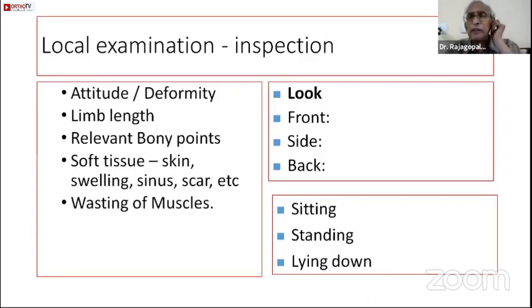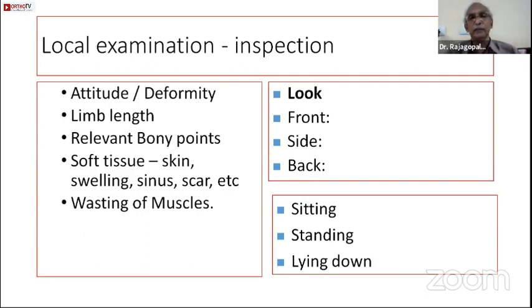Coming to the examination, as all of you know, it starts with the inspection. Inspection for me, I divide into 5 things. Which 5? The first one is the attitude. What is the position you see? It may not be a fixed deformity. It's the attitude. In inspection, you can't say that. But whatever appears there, what is the position? It may be a wrist drop, it may be a foot drop, it may be a flexion, abduction, rotation deformity, whatever that is, you look for that.